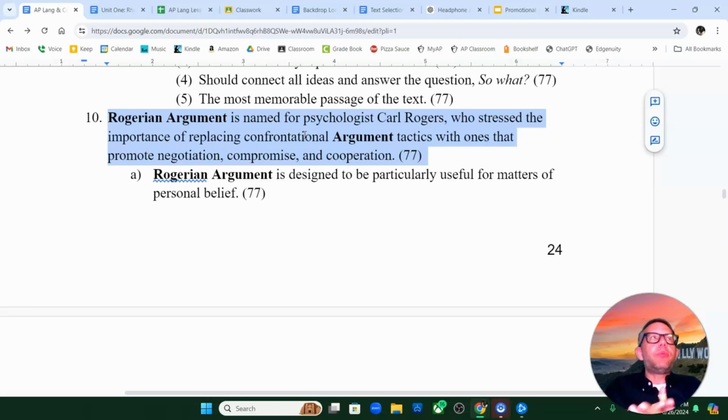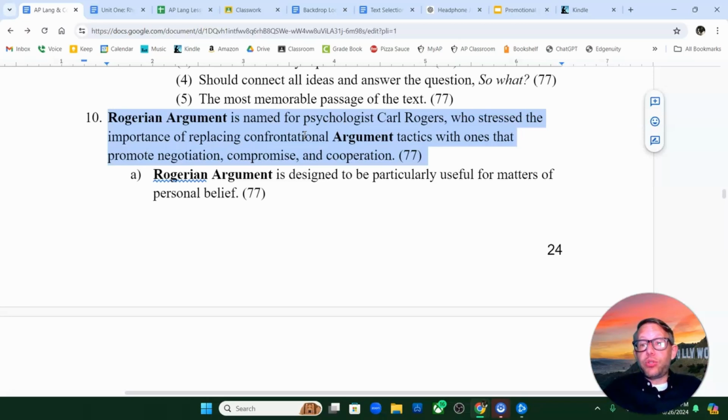It's just more of, I would say, as far as this class is concerned, really more about food for thought than it is necessarily a specific structure that we're looking for. But it's one that I think offers a lot of value to your approach to a lot of different arguments. So we have this little introductory statement on Rogerian argument here. It says, named for psychologist Carl Rogers, who stressed the importance of replacing confrontational argument tactics with ones that promote negotiation, compromise, and cooperation. And those are the big deals of this particular style of argument. So notice he wants to replace confrontational argument.